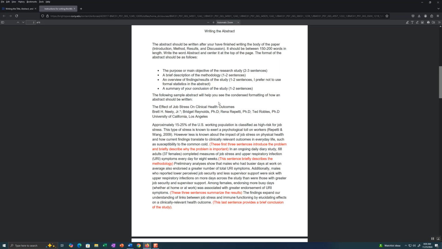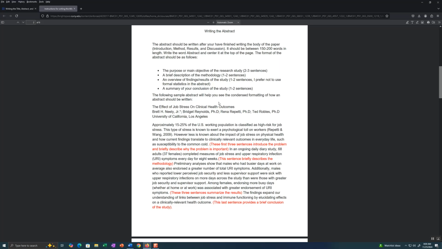So that's like the first couple sentences. Briefly introduce a problem, describe why the problem is important. The next part, in an ongoing daily diary study, 68 adults, 37 females, completed measures of job stress and upper respiratory infection every day for 8 weeks. So that is methodology. That one sentence talks about the methodology, gives the sample.